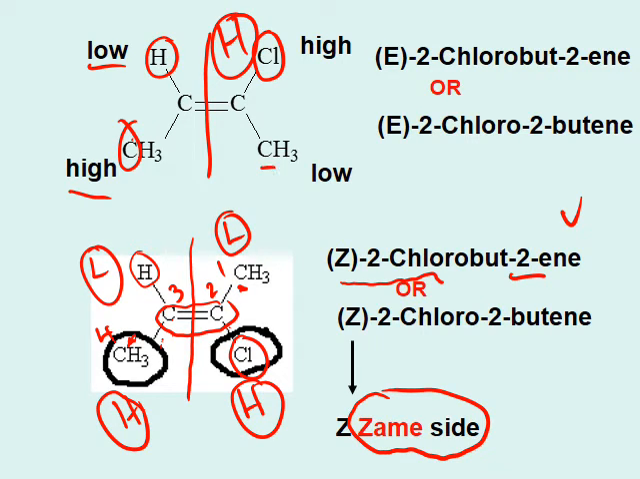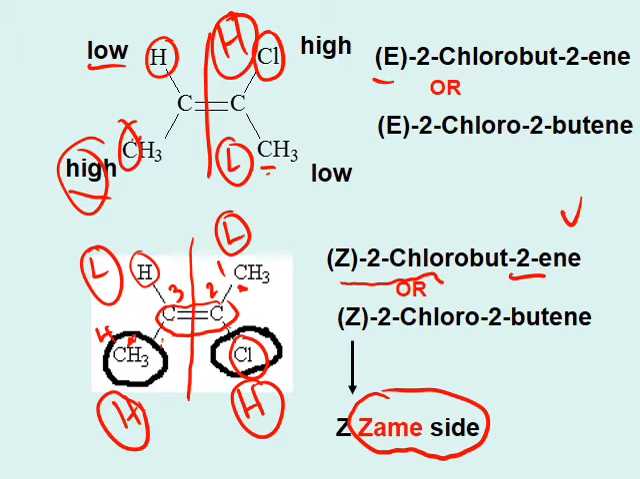And carbon has the lower atomic number, so it gets a lower priority. Now let's see here, high, high, they're on opposite sides. So that's why it's E.